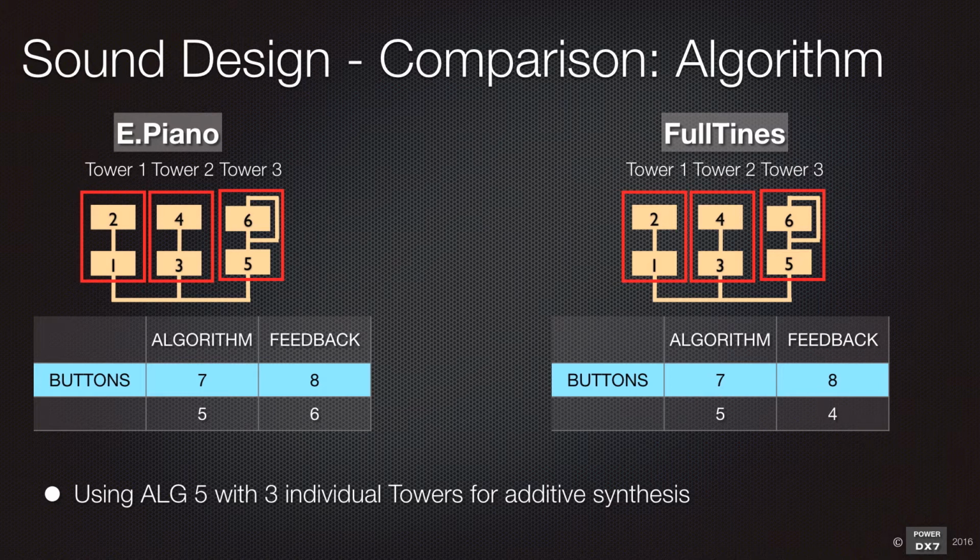For E.Piano 1, it has feedback level of 6, which is high. Its tower 3 is used for producing a sawtooth sustained tone. For Fulltines, its feedback is set at 4, so its tower 3 is used for producing a soft sustained tone.